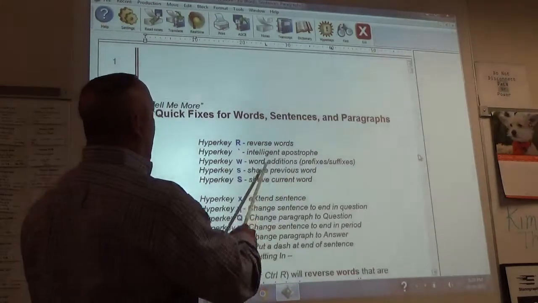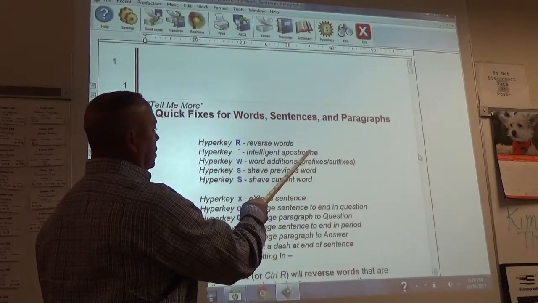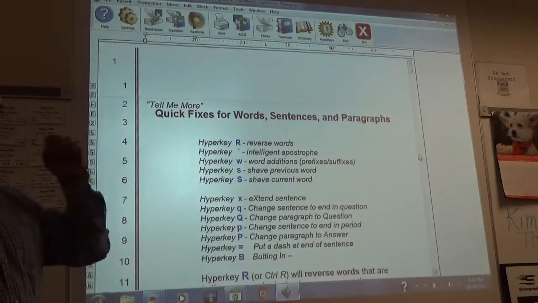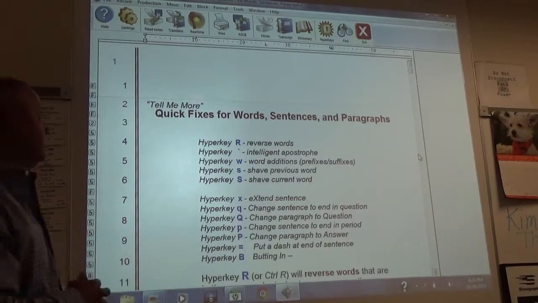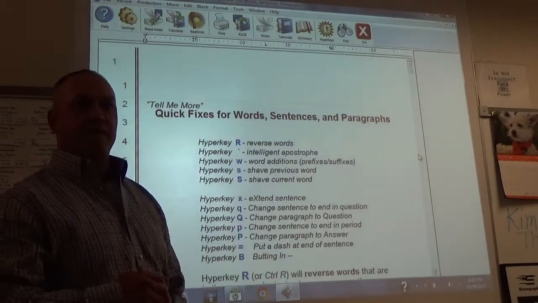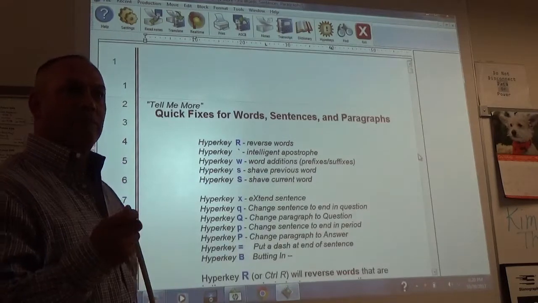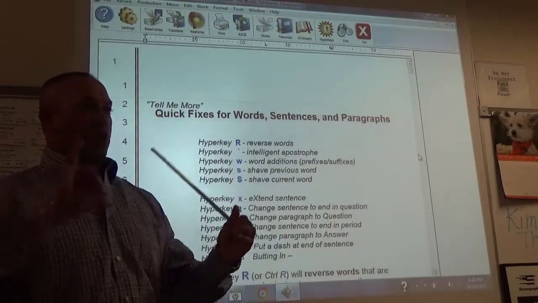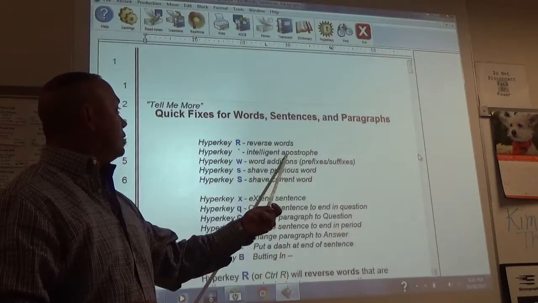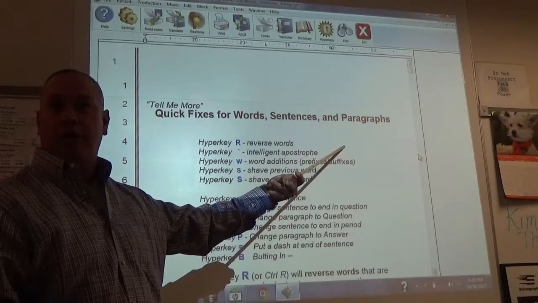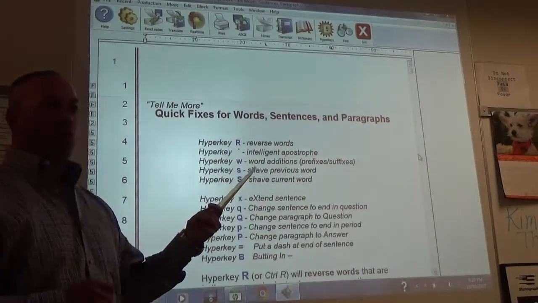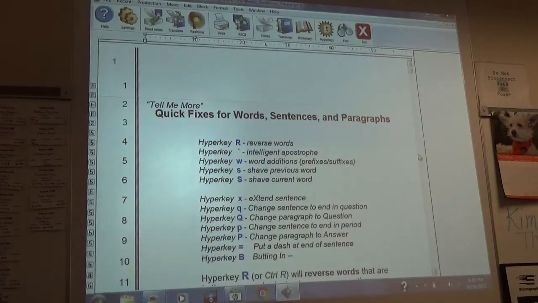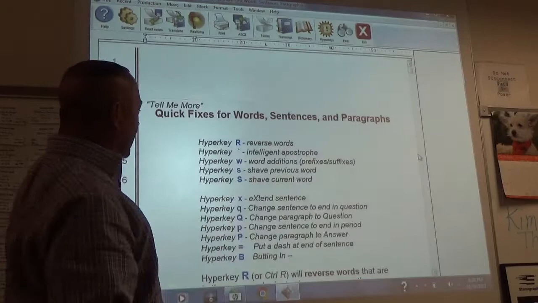So let's say you have intelligent apostrophe, and it's supposed to be apostrophe intelligent. All it is is the shift R, the capital R. You put it on intelligent, and it's going to reverse it that way. If you put it on apostrophe, it's going to swap apostrophe with whatever word is over here. So you want it on the first word that you want switched with the word that precedes it.